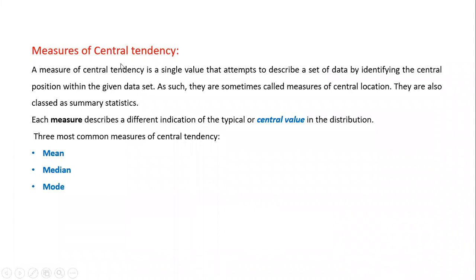Now, a measure of central tendency is a single value that attempts to describe a set of data by identifying the central position within the given data set. Sometimes they are called central location. They are also called summary statistics. Each measure describes a different indication of the typical or central value in the distribution. There are three most common measures of central tendency: mean, median, and mode.